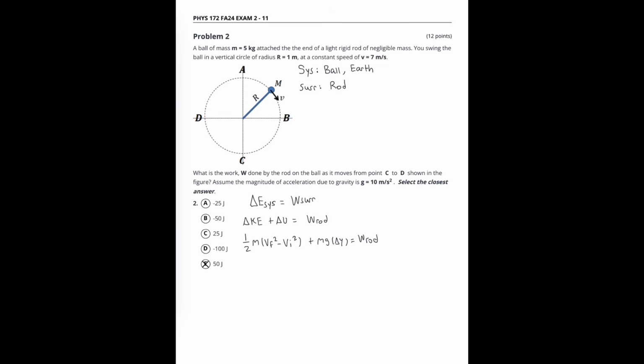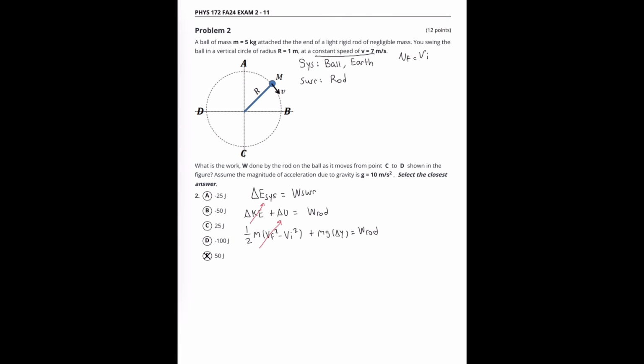And because we know that speed is constant, we know that v final is equal to v initial. Therefore, our kinetic energy will cancel out in this case. So now to find our delta y, we have our starting point at C. Let's call that start. That is at (0, -1) meters. And our point D, which we'll call end, is at (-1, 0) meters.